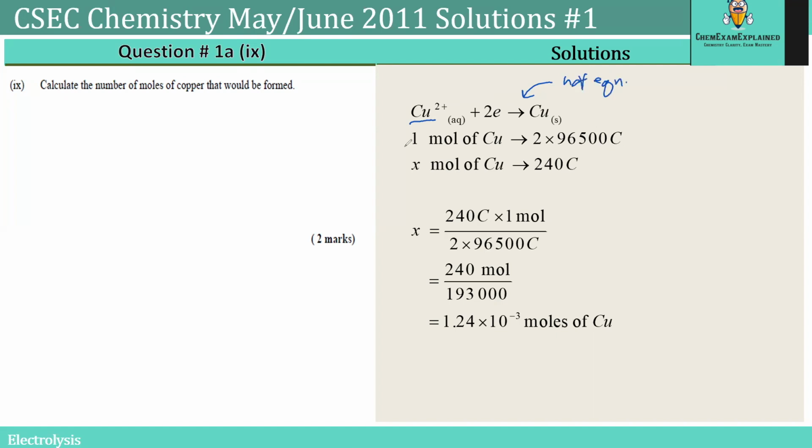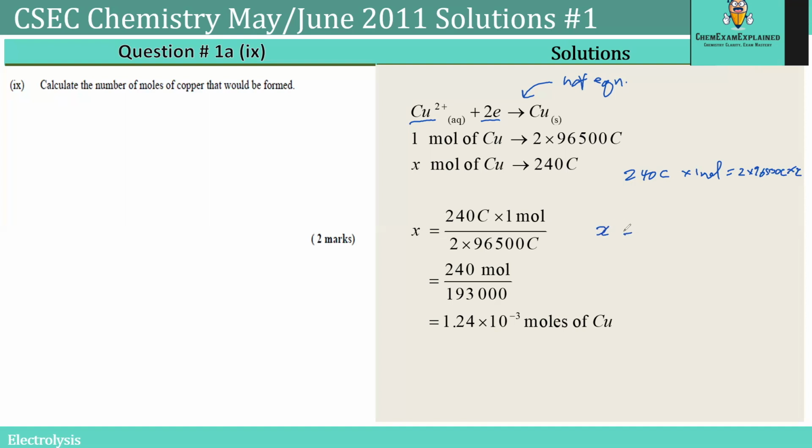So after we set up our proportion method, we say that 1 mole of copper would liberate 2 times 96500 coulombs based on the number of electrons produced or liberated. So if 1 mole of copper produced 2 times 96500 coulombs, how many moles would be needed to produce 240 coulombs? So we're going to cross multiply by saying 240 coulombs times 1 mole is equal to 2 times 96500 coulombs times x. And then we're going to make x the subject of the formula.